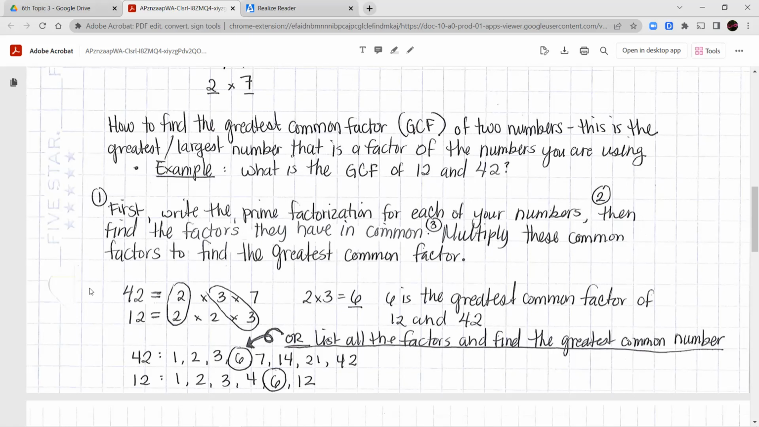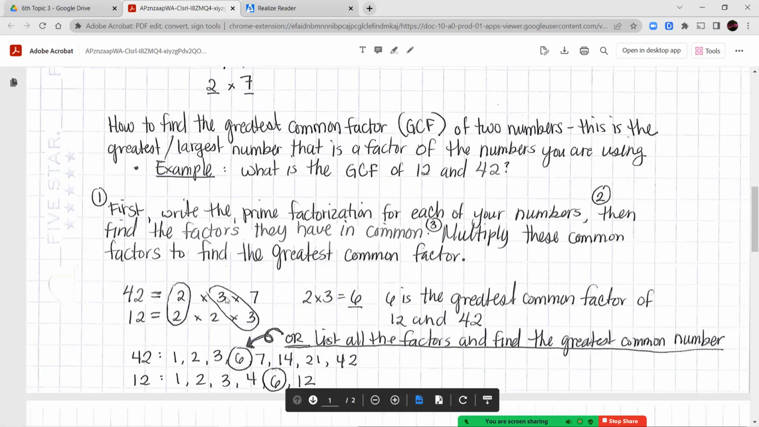So first, you can do it this way. You can write out the prime factorization for each of your numbers, find the factors that they have in common, and then multiply those factors by each other. So 42 and 12, both of them have 2, both of them have 3. So I could do the 2 times the 3. That's the greatest common factor, which is going to give me 6.